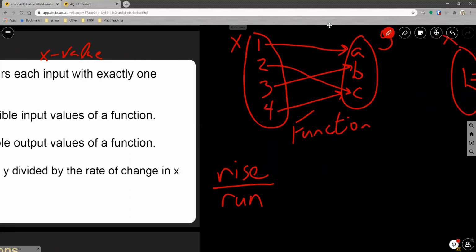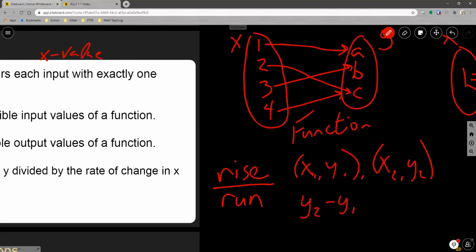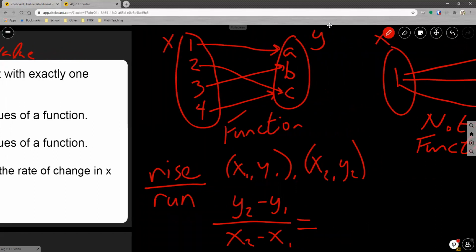Or you could say, if you wanted to do an equation, if you had 2 points, let's say I had the points x1, y1, as well as x2, y2. I could do an equation. I could say, okay, my difference in rise, take y2 minus y1 and divide it by x2 minus x1. That would give me my slope, which we denote with the letter m.